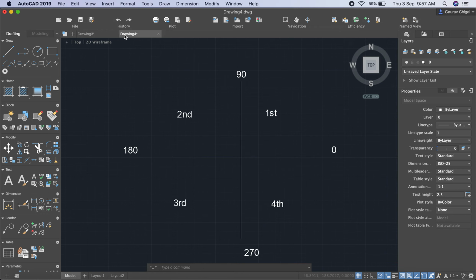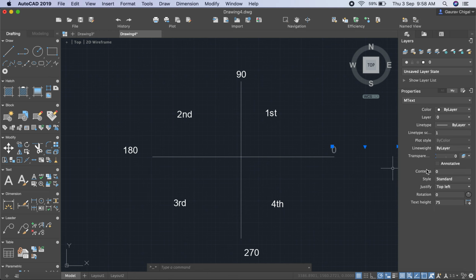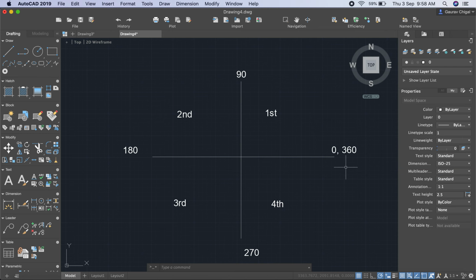Then come to the quadrant system of this software. By default the software will always move in an anti-clockwise direction, meaning from 0 to 90, then 90 to 180, then 180 to 270, and then close it to 360 degrees. So I just click here, you can write 0 comma 360. This is the value of the quadrant values. So your angle is always moving in anti-clockwise direction by default.